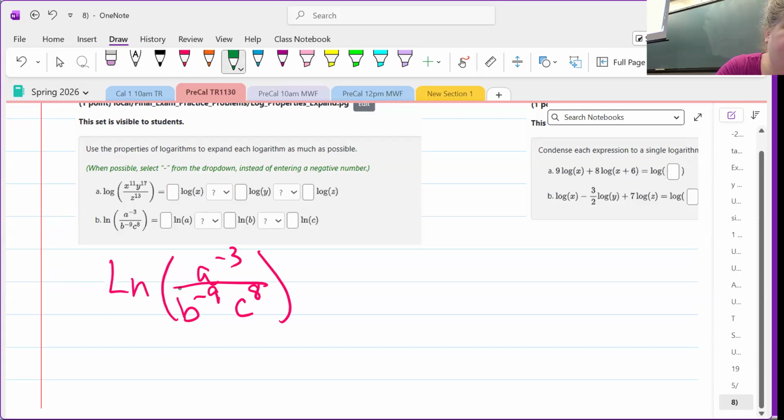So I have a to a power, b to a power, and c to a power. The b and c are being multiplied, but the bigger operation, the more outer operation, is the big fraction, the division there. So the first operation we're going to focus on is splitting this by the division.